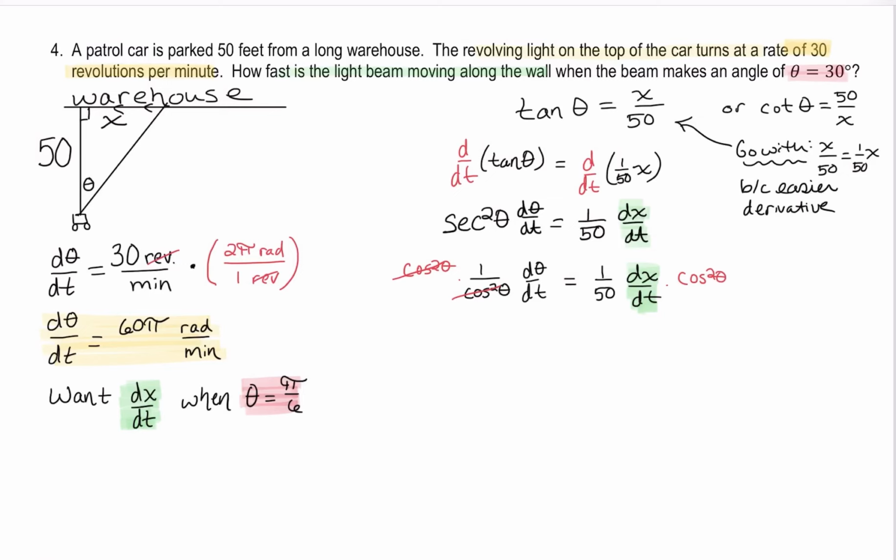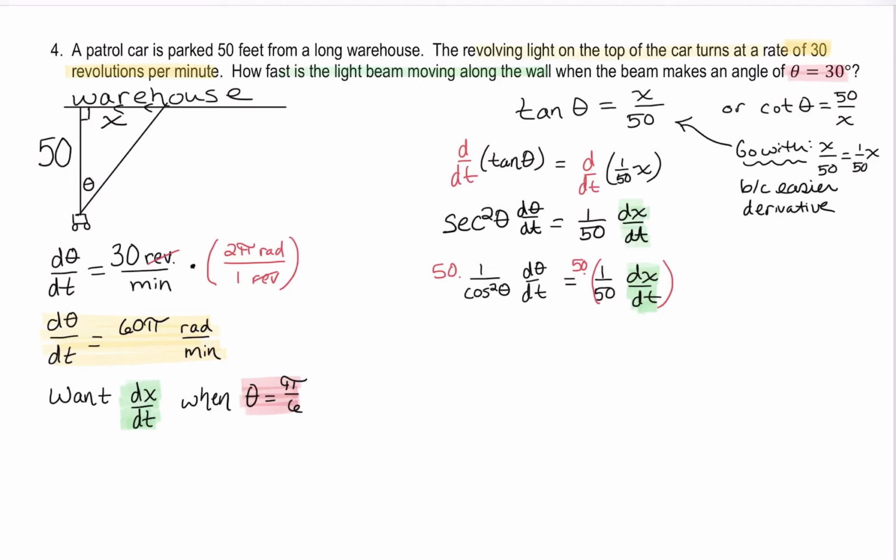What am I doing? I am supposed to be backing this all up. I'm supposed to be isolating for dx dt. I'm so sorry. Well, let's still think of this as 1 over cosine squared. We just need to isolate for dx dt. In my head for a second, I had us isolating for d theta dt. It's been a long day. I've been recording quite a few videos today, and it's after 5 o'clock, and I need to pack this in.